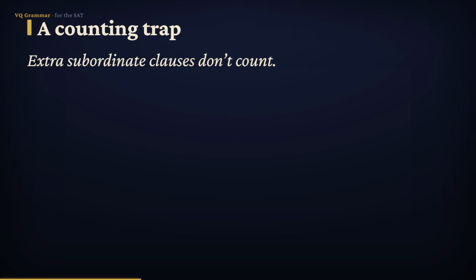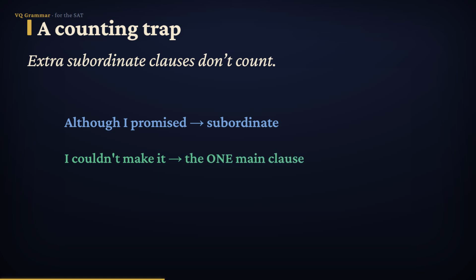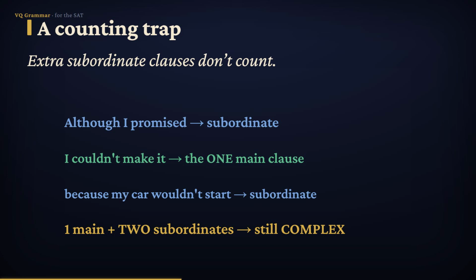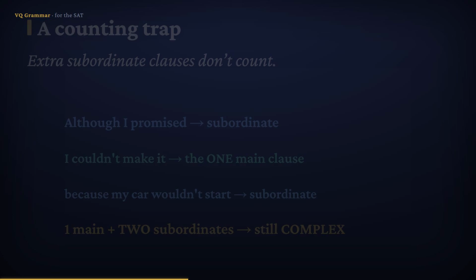Watch this trap. Having lots of subordinate clauses does not make a sentence compound complex. You still need two or more main clauses for that. Although I promised, I couldn't make it because my car wouldn't start. Although I promised is subordinate. I couldn't make it is the one and only main clause. Because my car wouldn't start is subordinate again. So that's one main clause with two subordinate clauses, which is still just complex, not compound complex. Count the main clauses, not the subordinate ones.